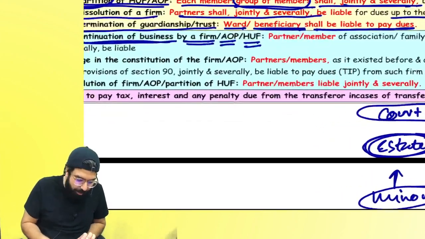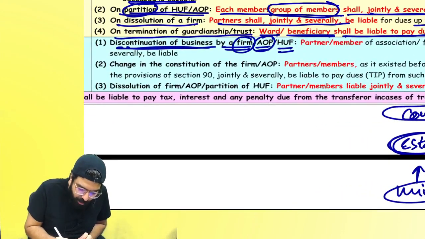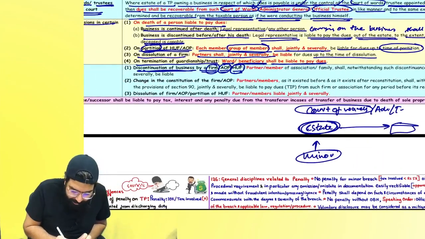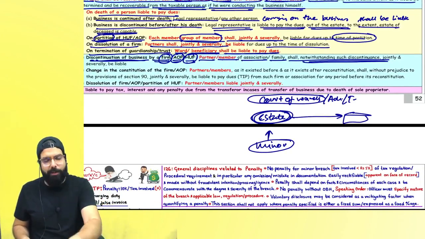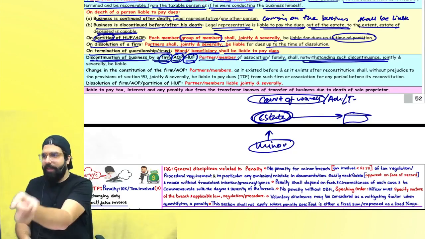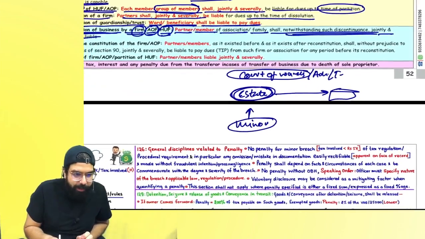But discontinuation of business of a firm, AOP or HUF has happened. Partners, members of the association, family shall be liable notwithstanding the discontinuation. Forget discontinuation altogether. It will be as if you are continuing the business; whatever is the liability, pay. They shall be jointly and severally liable. Can I go ahead, everyone?